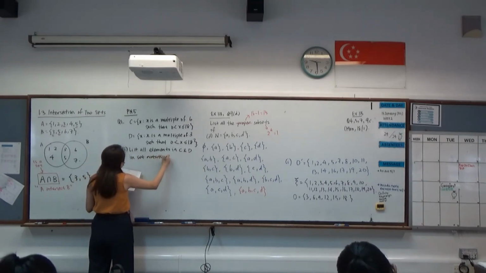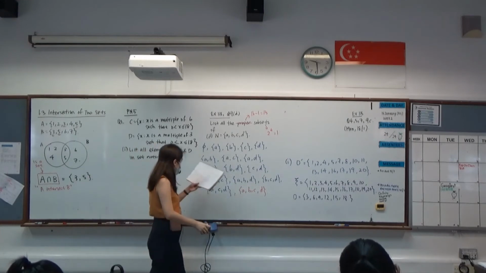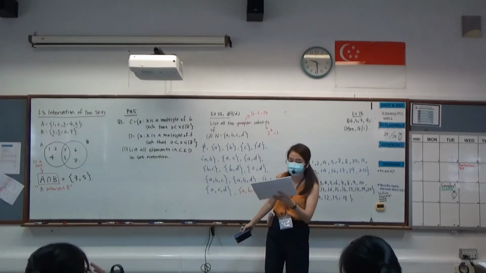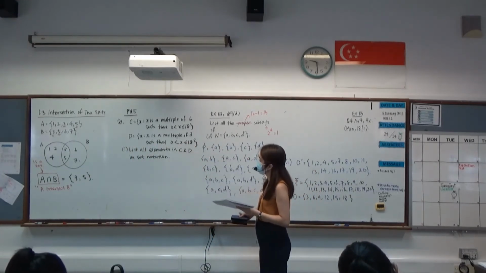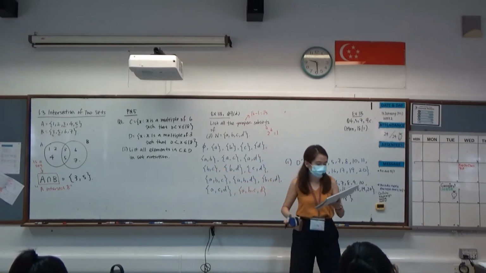Okay, so very quickly, let's look at practice 5, question 1. I'd like you to list down all the elements found in set C and set D, and write them in set notation.